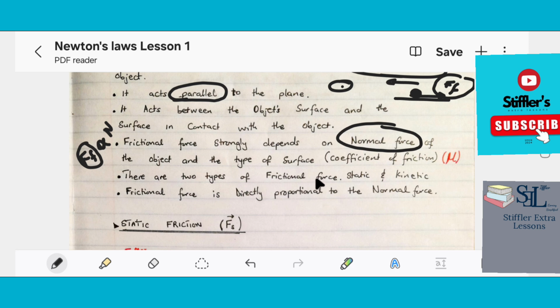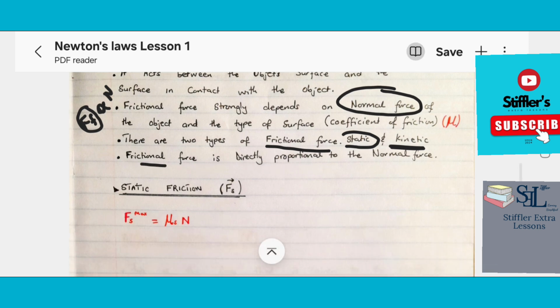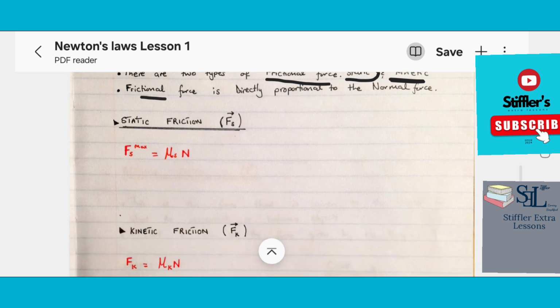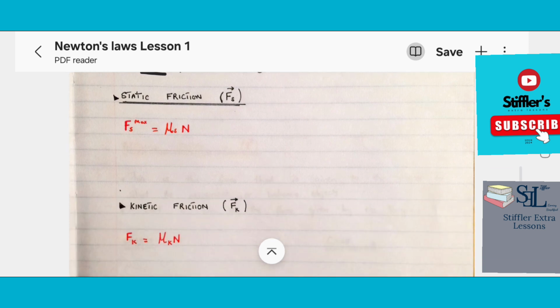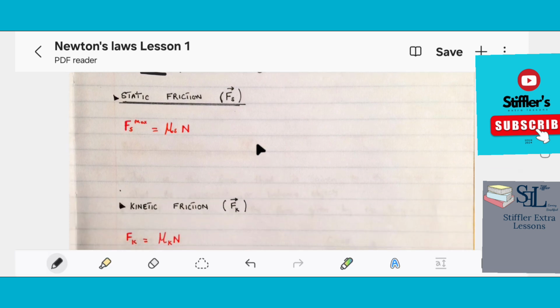So this is what you have to understand. There are two types of frictional force. We have static friction and we have kinetic friction, and we are going to talk about that shortly. Just like I explained, the frictional force is directly proportional to the what? To the normal force. So the more the normal force, the more the frictional force. So what is static friction now?